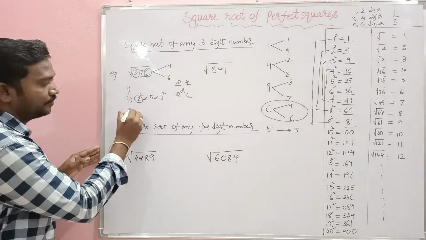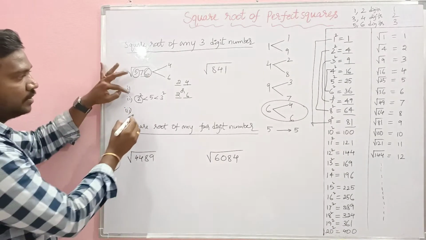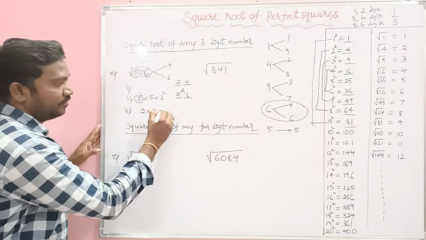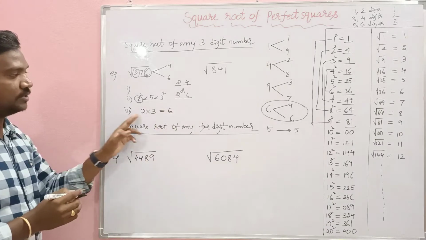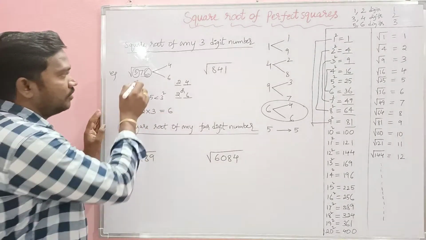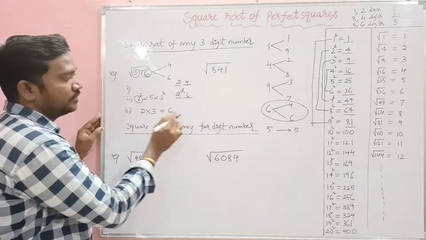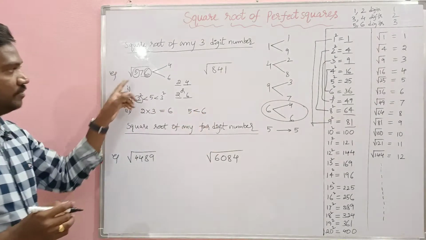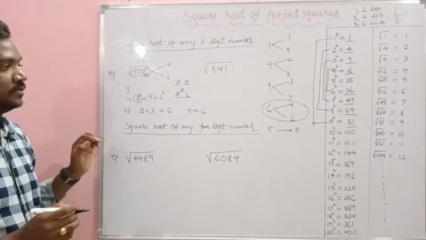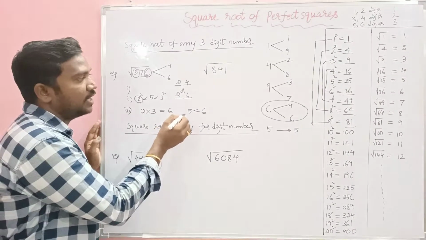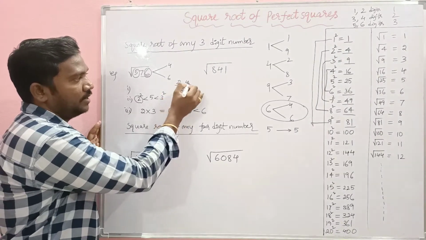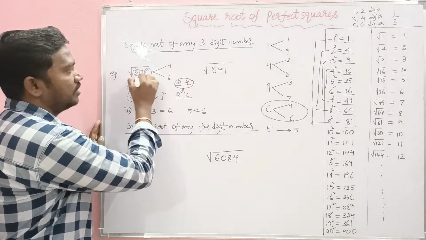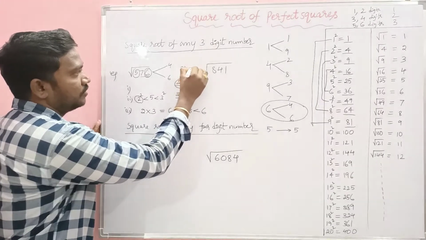Now the third step, multiply the 2 with the consecutive number 3, we get 6. 2 3s are 6. Now compare the 6 with 5. So 5 is less than 6. So here we have to take the smaller number as the answer. So our final answer is square root of 576 is 24.